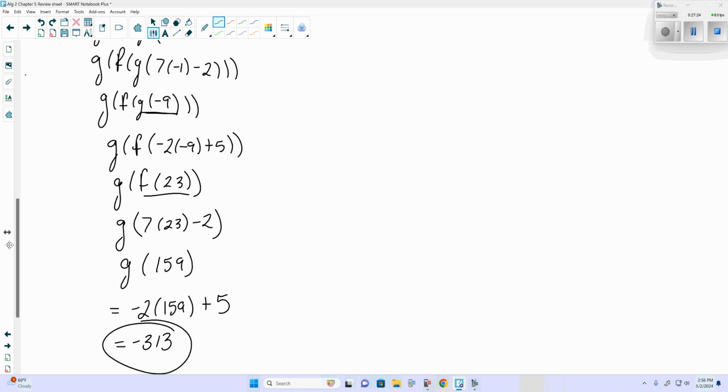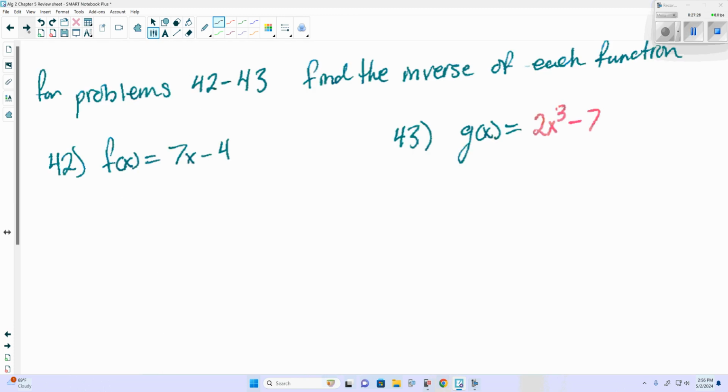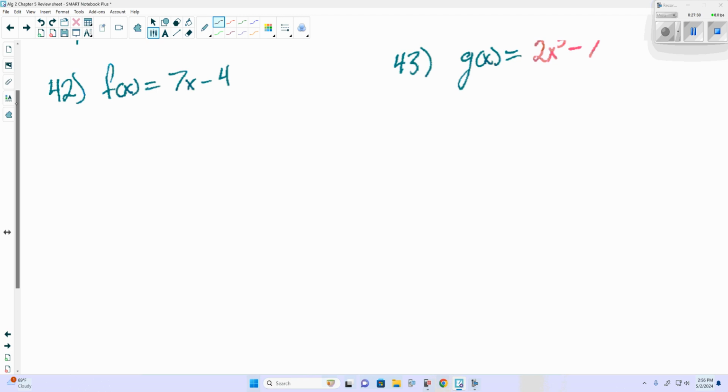Are you ready for 42 and 43? 42, we want to find the inverse. So the first step is to rewrite f of x as y. Step number 2, we need to switch x and y. x is equal to 7y minus 4. And now we need to get y by itself, solve for y.